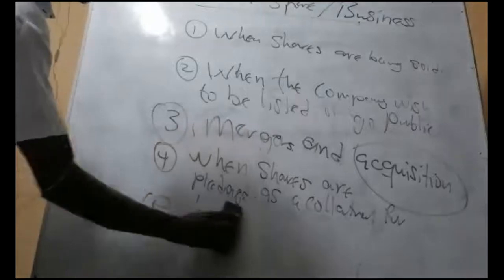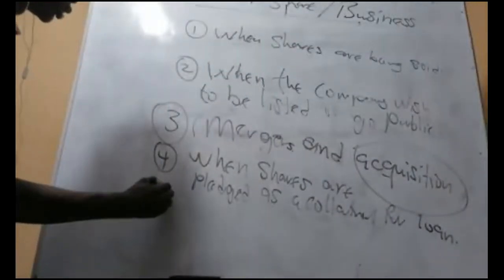Share-based payments. Let me write it here. That part is not coming. Collateral for loan, let me write it here. The thing is going friendly. The marker is going friendly.